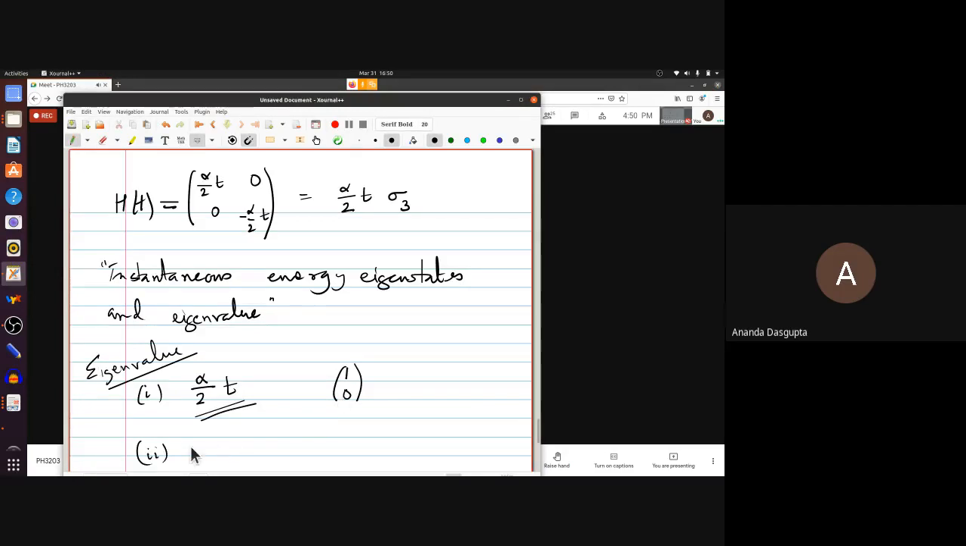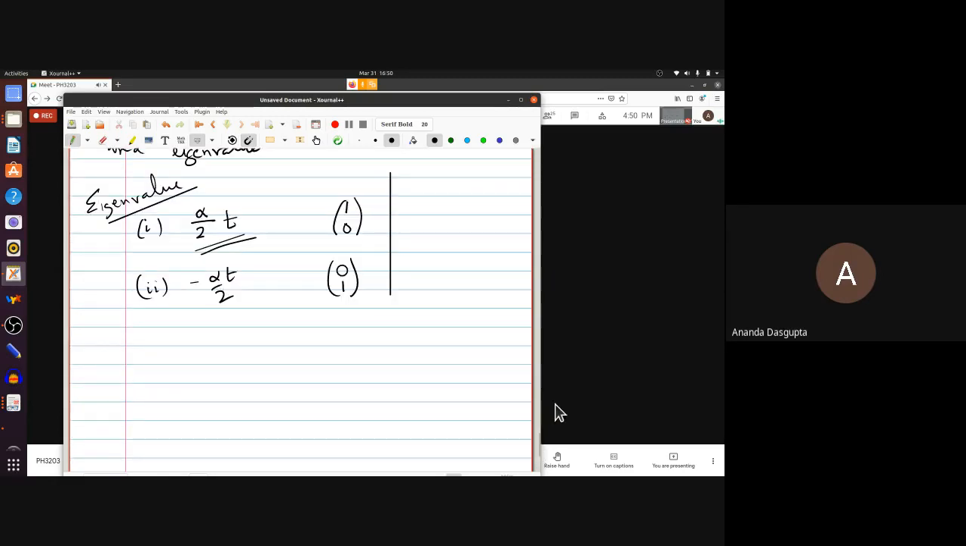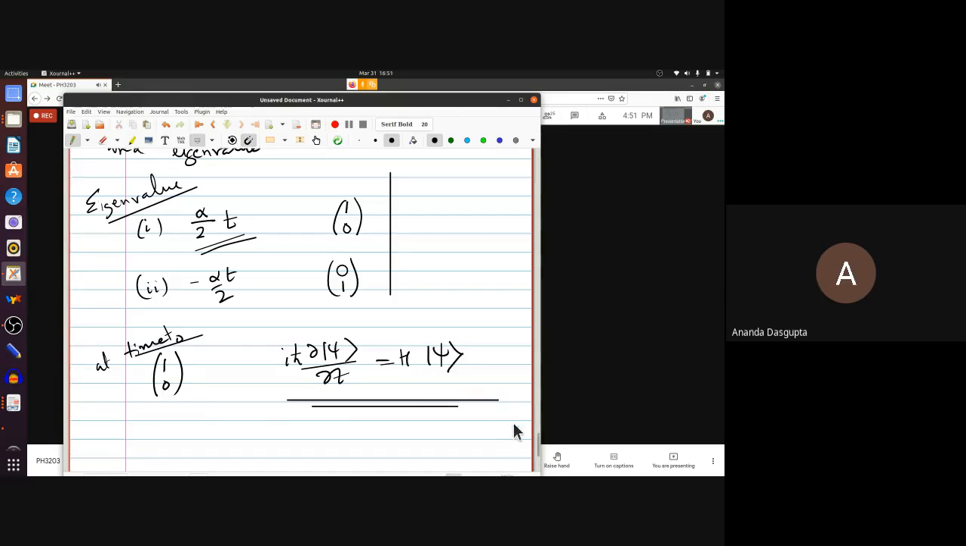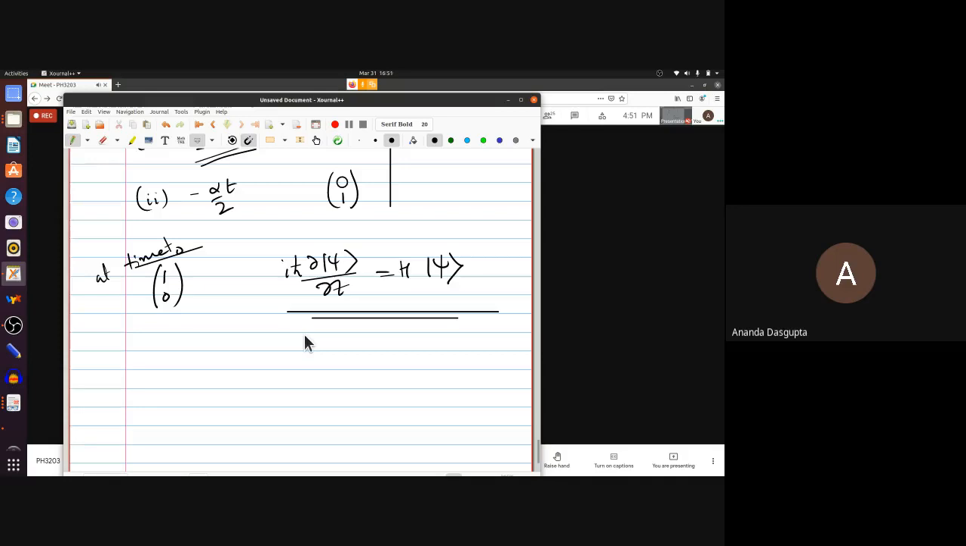Okay, so these are the instantaneous eigenvalues and eigenvectors of the Hamiltonian. But can anybody tell me what is going to be the state? Suppose I start at the state 1, 0 at time t0, let's say. What will the state be at time t? That is, what will the solution to this equation be at time t?